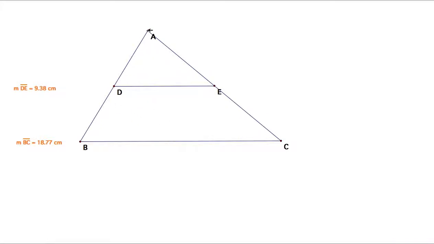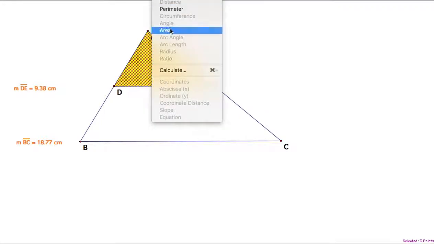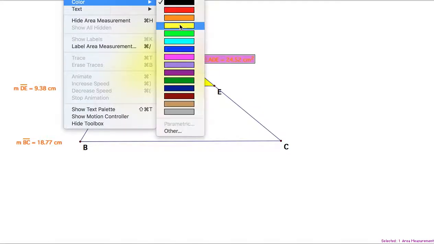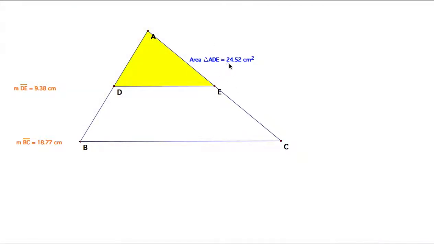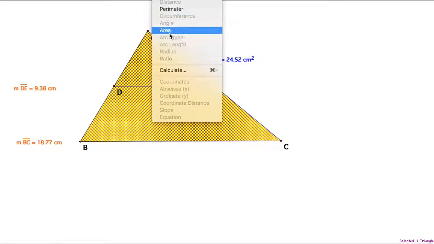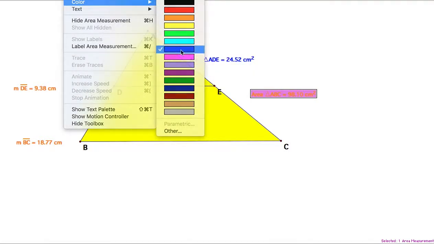When we look at this little triangle here at the top, we can construct an interior and then measure its area. When we measure the area of this triangle, we discover that it is 24.52 centimeters squared. Now let's look at what the area of the whole triangle was. If we look at the whole big triangle and then measure that area, we discovered that the area of the whole triangle was quite a bit larger.